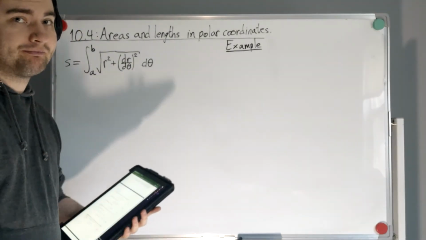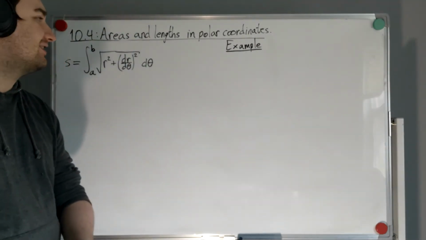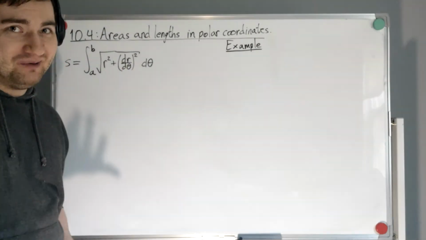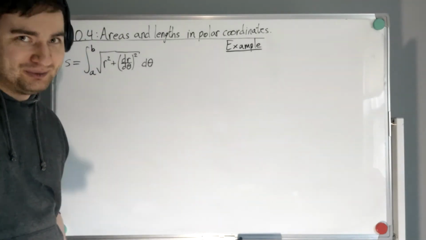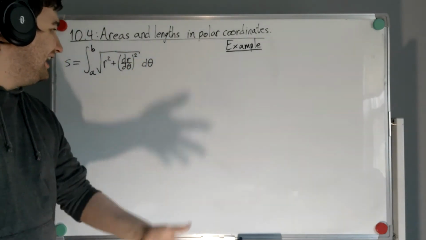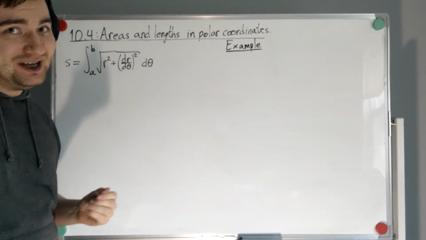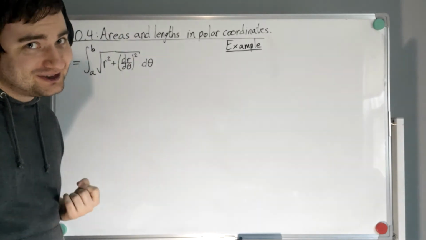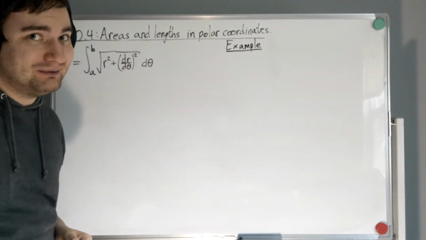All right. And as always, I feel like I need to say this again because it's the most common mistake I've seen calculus students making even this late in the semester. Once again, the square root of two terms added together is not the same as the sum of those two square roots. So we cannot write this as r plus dr d theta. That's not the same thing.